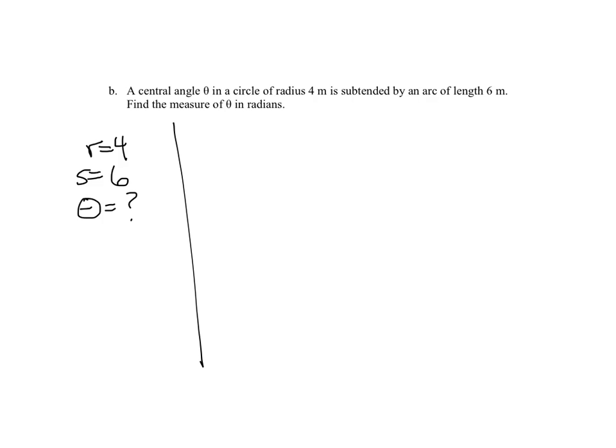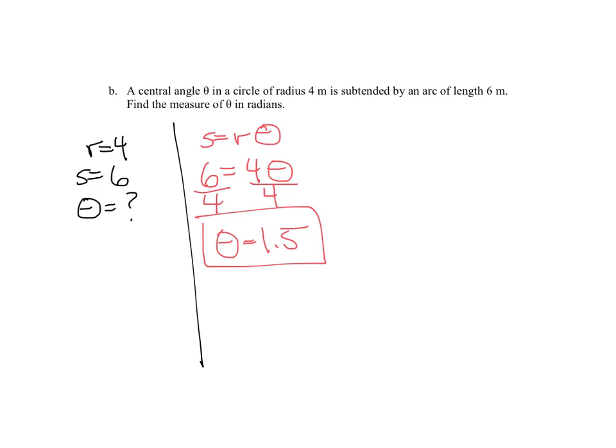So again, based on that given information, I'm still going to use S equals R theta. I plug in my given information, so it's going to be 6 equals 4 theta. To get the theta by itself, I'm simply going to divide both sides by 4. So I'm going to get theta to equal 1.5. Now this first answer, so you need to make a note of this, this first answer will always be in radians. So this is my final answer. Theta equals 1.5 radians. I'm going to go ahead and skip this third example and move on to the next page.